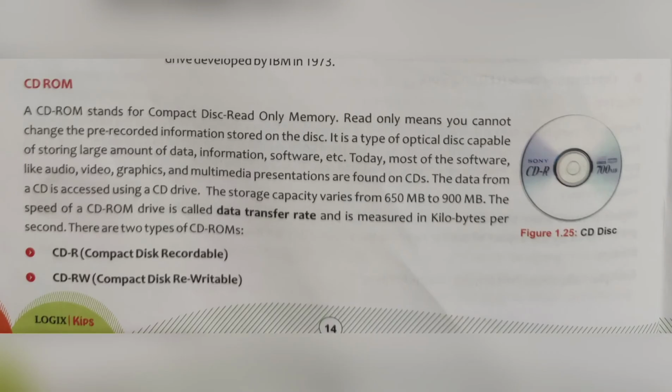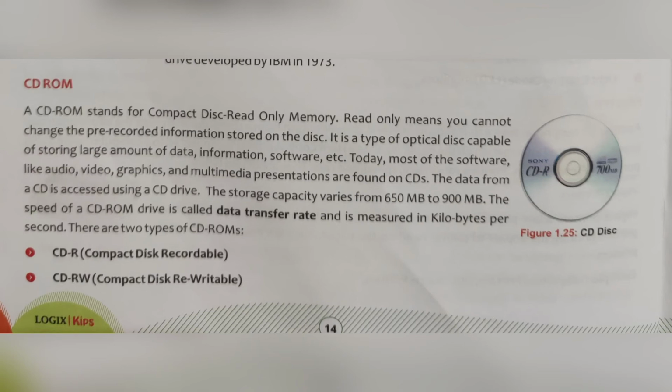Now CD-ROM. CD-ROM stands for compact disc read only memory. Read only memory means you cannot change the pre-recorded information stored on the disk. So you can only see what is inside the CD. You cannot change the video or pictures in the CD.